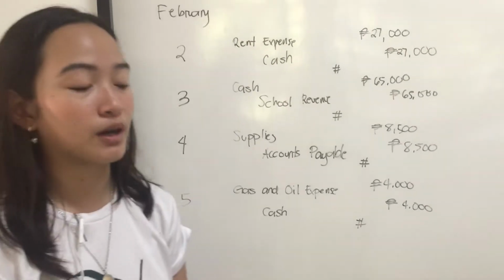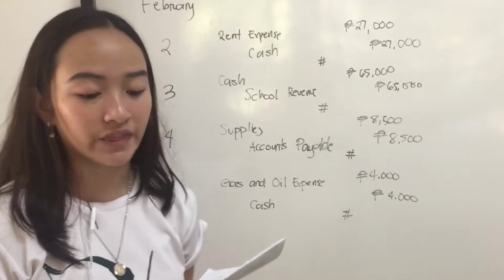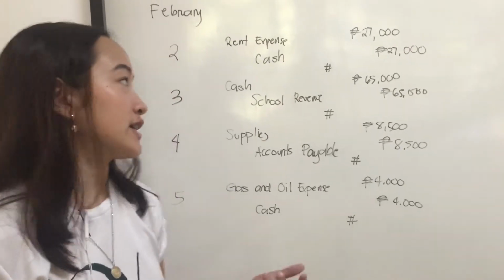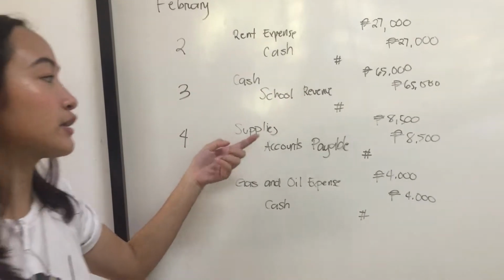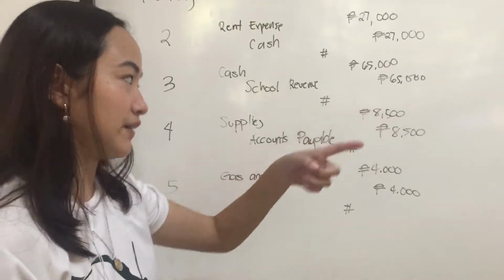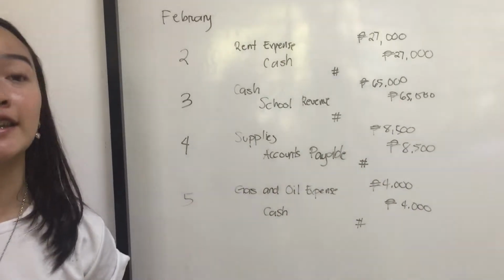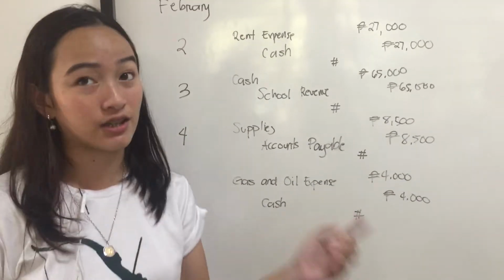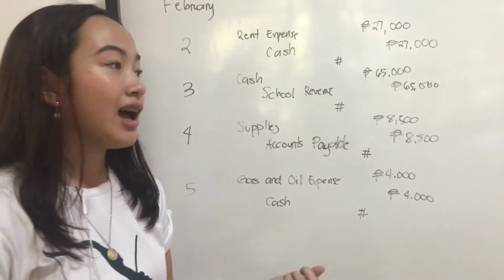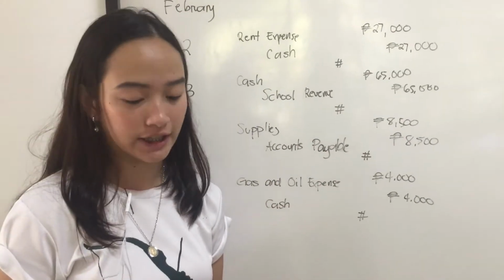So what happened in February 4 is that you purchased supplies on account, 8,500. So what increased? Your supplies increased because you purchased your supplies for 8,500. That's why you debit supplies. And then your credit is going to be accounts payable since it's on account, meaning utang, 8,500. And then don't forget to close your entries.